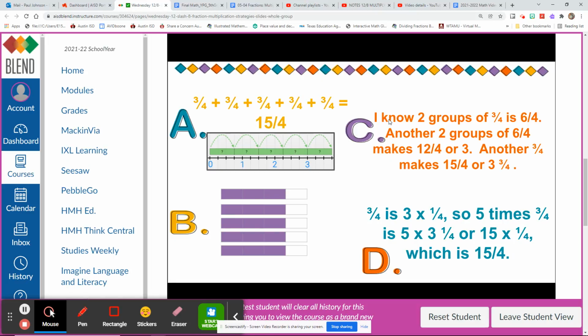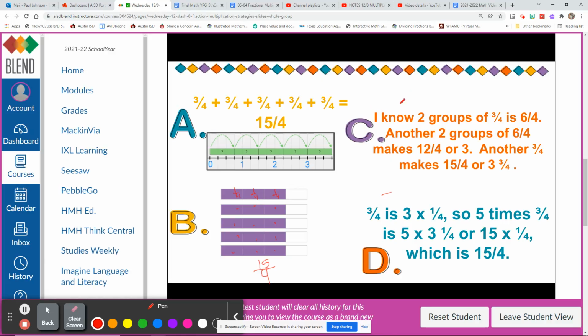Here's another way to look at it. Here's a picture of 3/4 plus 3/4 plus 3/4 plus 3/4 plus 3/4. This one doesn't really tell you the answer, but if you count all of the shaded parts, you would count 15. So that's how you can see the answer. You're just going to have to actually do the labeling part. So there's 3/4, and then 1, 2, 3, 4, 5, 6, 7, 8, 9, 10, 11, 12, 13, 14, 15. 15/4, right?